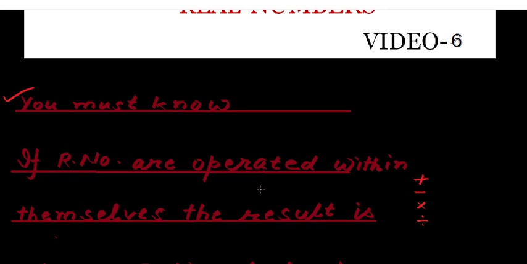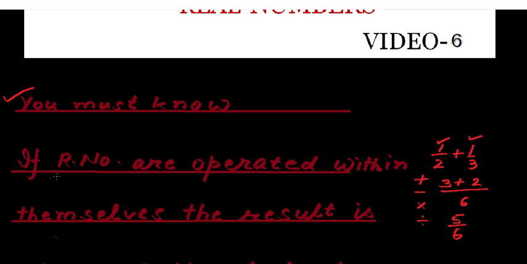यदि एक रेशनल नंबर दूसरे रेशनल नंबर में जोड़ दिया जाए तो आपका रिजल्ट रेशनल नंबर रहता है। एग्जाम्पल के लिए यदि हम 1/2 प्लस 1/3 को ऐड करें, both are rational numbers, then you will get a rational number. Taking LCM 6, 3 plus 2, it will be 5/6.